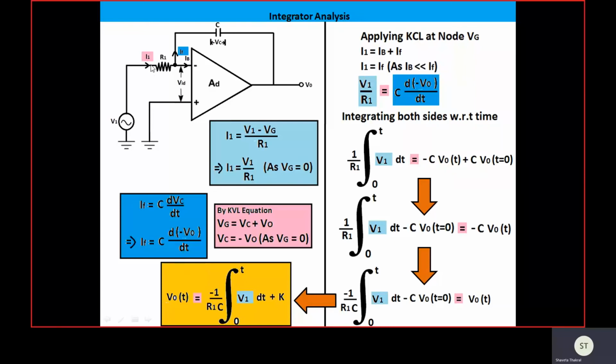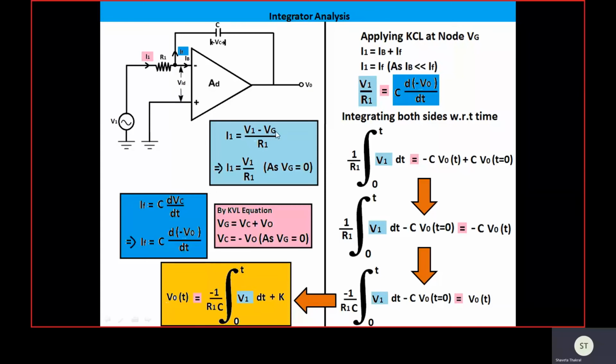Now writing the nodal equation for I1: how can we write it? This is the node voltage V1. At this node, the voltage we are taking is VG, and the resistance in between is R1. The nodal equation is the difference of two node voltages divided by the resistance in between. So we can write I1 as V1 minus Vg divided by R1, and as we have discussed, this is the virtual ground node, so the voltage at this node will be 0.